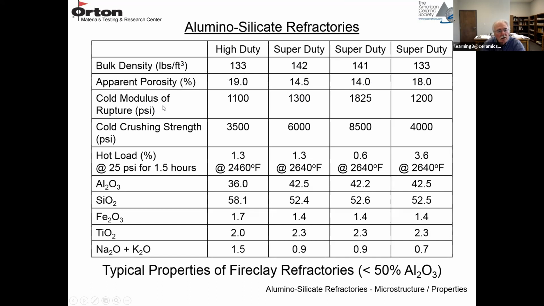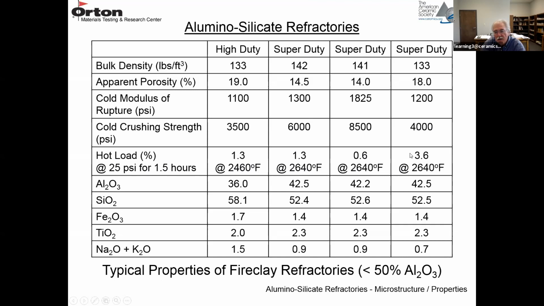We talked about the cold modulus of rupture, the bending test, 1 to 2,000 maybe. We talked about cold crushing, and it's always higher in compression than in tension. So these are maybe 3 to 8,000 PSI. We also went over the hot load test, holding the sample at 25 PSI for an hour and a half. And these were the hot load temperatures for these materials. High duty is usually 2460, and the super duty is usually 2640.